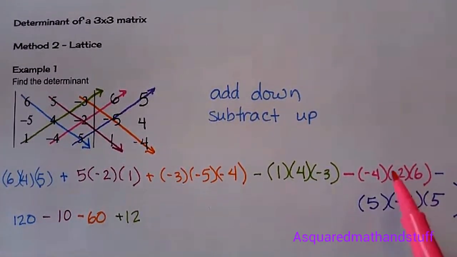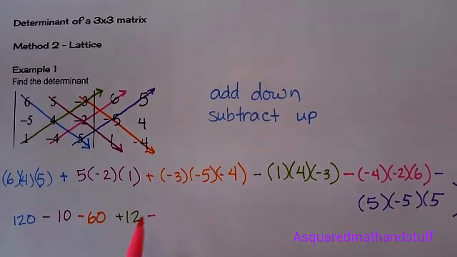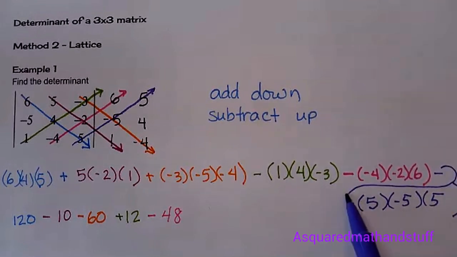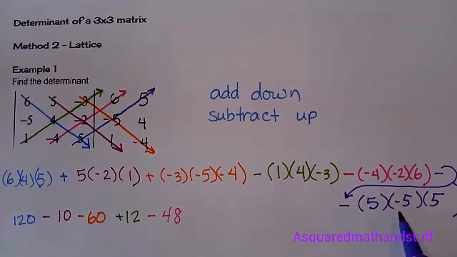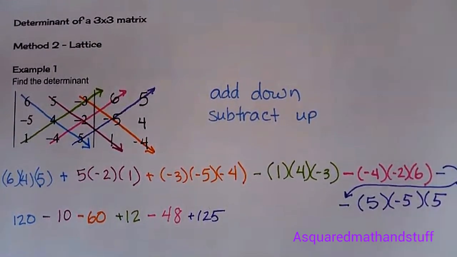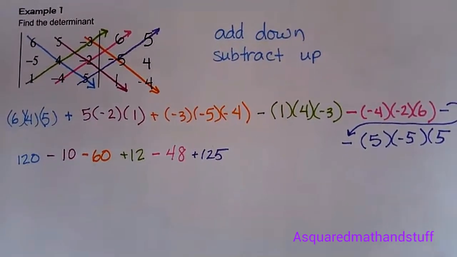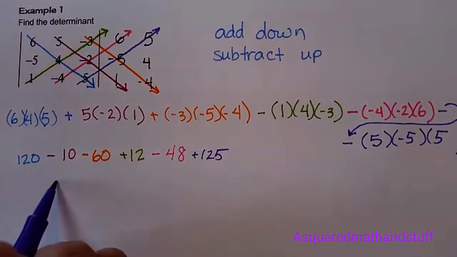Moving on to the pink here, we have a triple negative. So that means we remain negative, and we have 8 times 6, 48. And then lastly, this negative is here. So we have a double negative. 5 times 5 times 5 is 125, so it's a positive 125. And when we add all of those values together, we get 139.